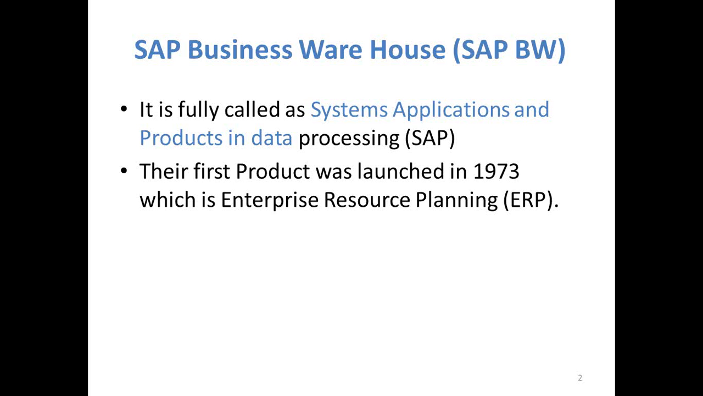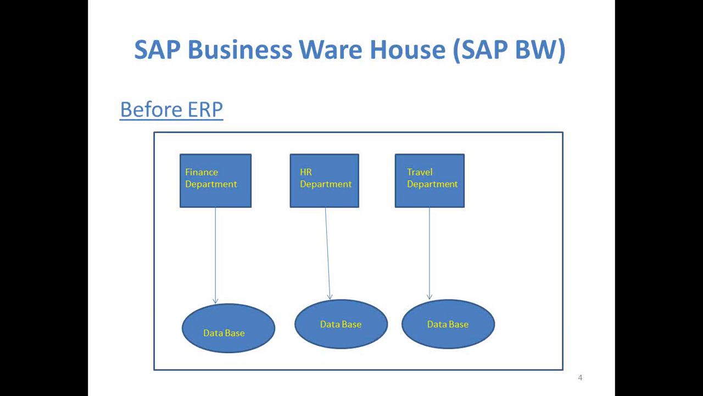I just wanted to show you this picture. This is what I'm talking about. In an organization, you see a finance department, an HR department, a travel department. Finance wants to see the salary for each employee. The HR department wants to see their leaves or their compensation, and the travel department wants to see all the travel details. So everyone wanted to see the employee details from their own corner.